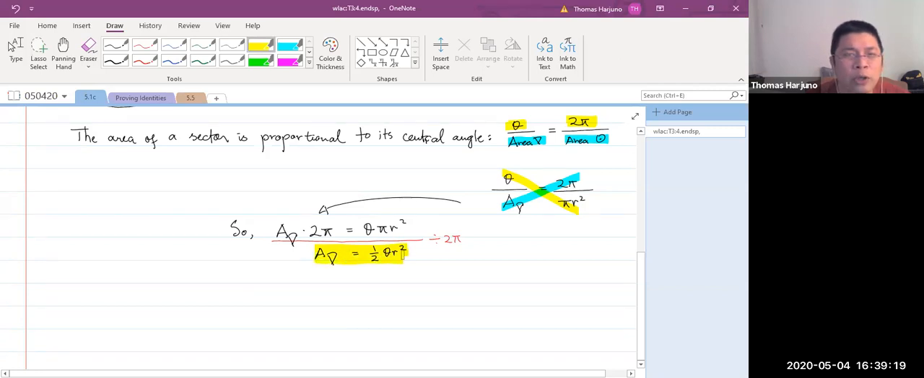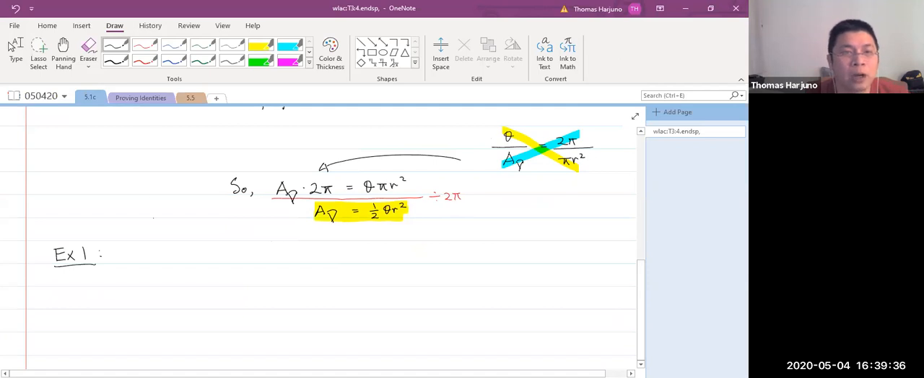As I remember, we don't use this a lot in calculus 1, but you will use this a lot in calculus 2. Okay, let's do an example. Example 1. Let theta be, let's say, 150 degrees, and the radius is, let's say, 4 inches.